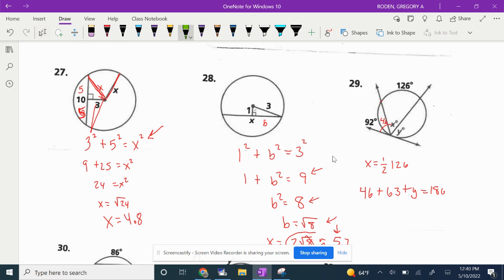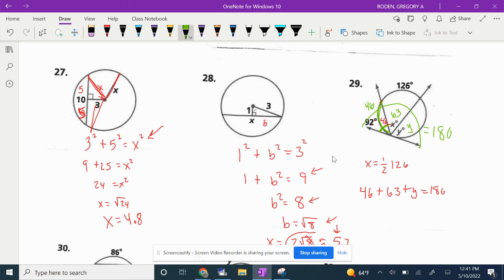All right, so the next one, number 29, this 92 is standing for, I'll do it in green, this arc right here. So that angle right here is just half the intercepted arc. So that is going to be 92 divided by 2, which is 46. And then since we have a straight line, we have 46 here. Now, x is going to be half of the 126. So I believe that is 63. And then plus the y is equal to 180 because we have a straight line.